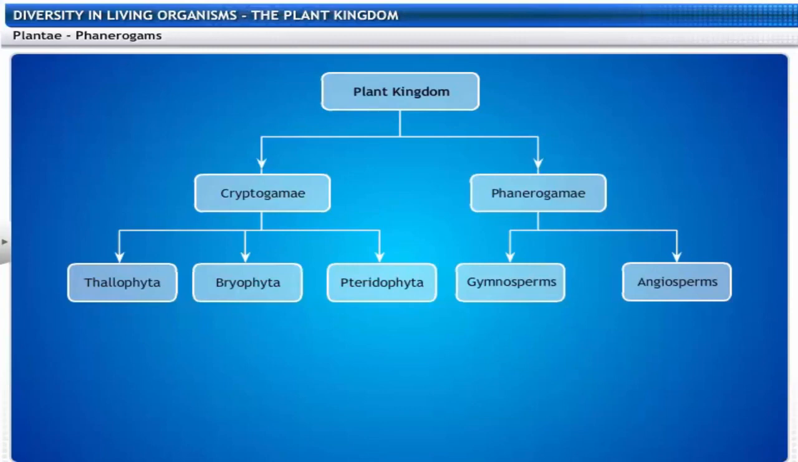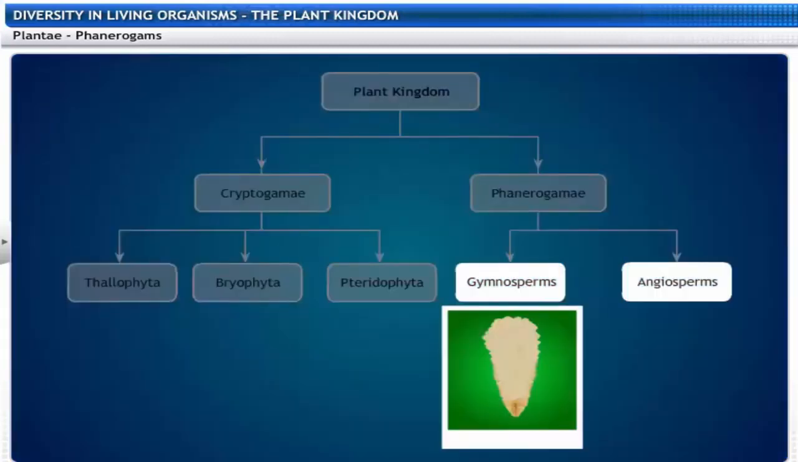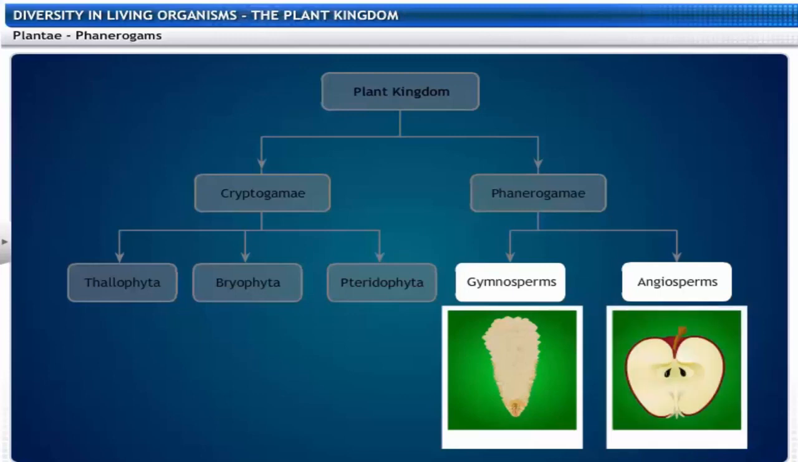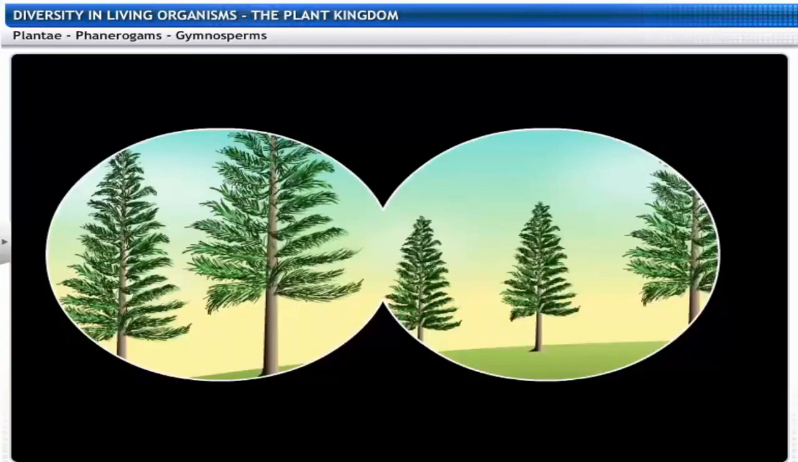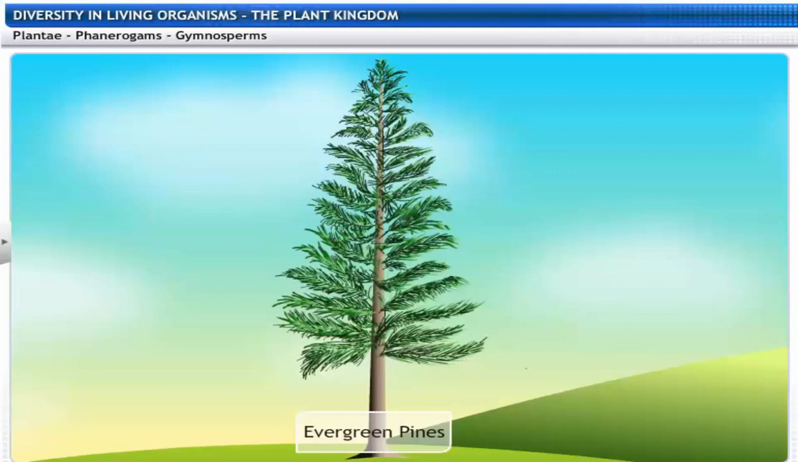Based on whether the seeds are naked or enclosed in fruits, phanerogams are further classified into Gymnosperms and Angiosperms. Here are some nice green gymnosperms. Wondering what I'm talking about? These deodars. They must be really very old, but they look so fresh and young. But why shouldn't they? They are evergreen pines.